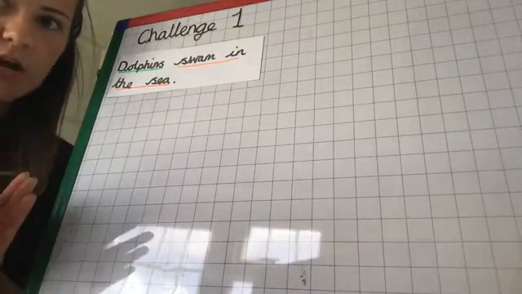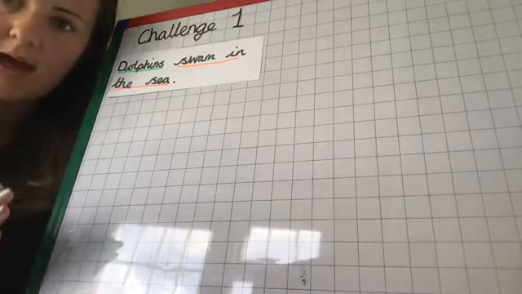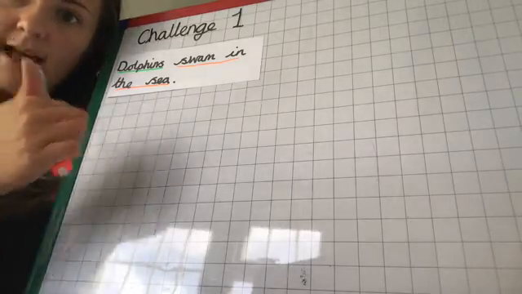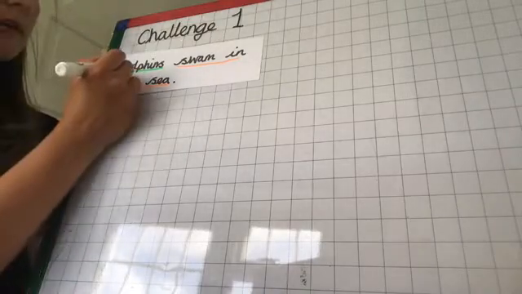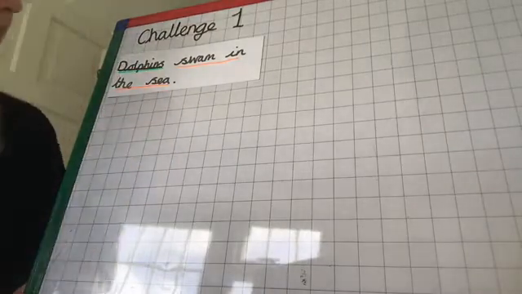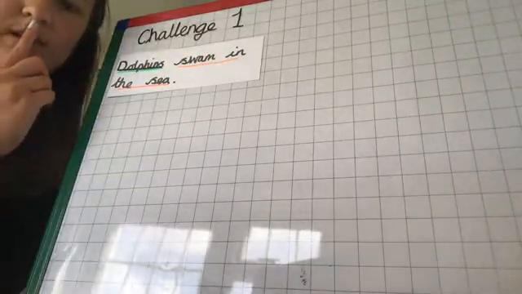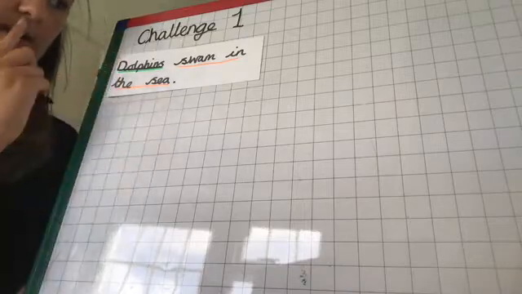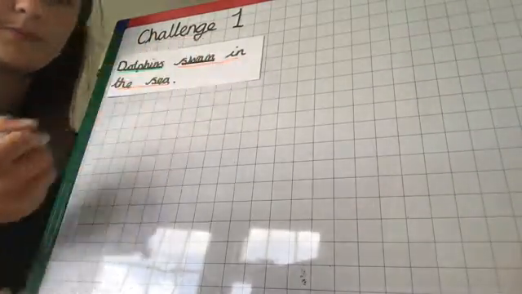Fabulous. Now, we're not going to stop there because I said on the other slides we have to underline the noun and the verb. So my noun, which is on my green card, was dolphins. There we go. And my verb, swam in the sea. Now a verb is something we can do. So I think that they swam. So I'm going to underline swam.